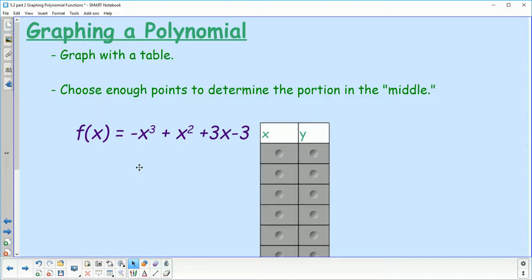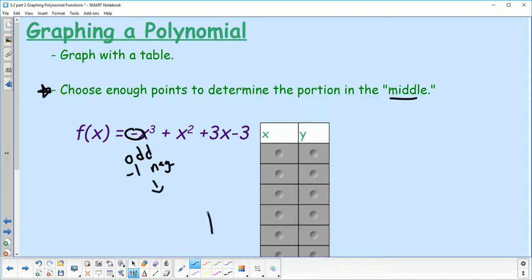To graph a polynomial, for right now we're going to use our calculators and we can create a table. What we need to do, and this is kind of the important tricky piece, is choose enough points to determine the portion in the middle. So here our degree is odd and our leading coefficient is a negative sign. That's a -1, so it's negative. So odd and negative told us that we were going to go down on the right side and up on the left side.